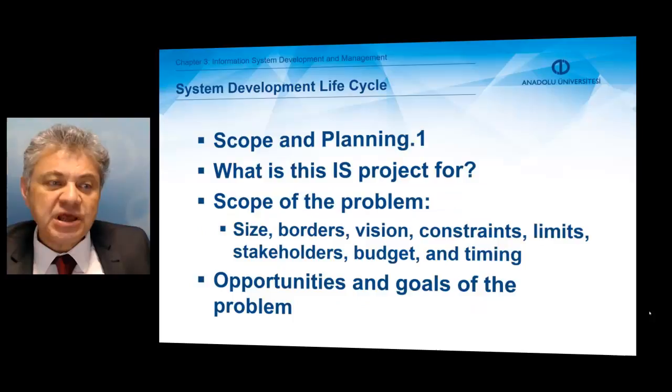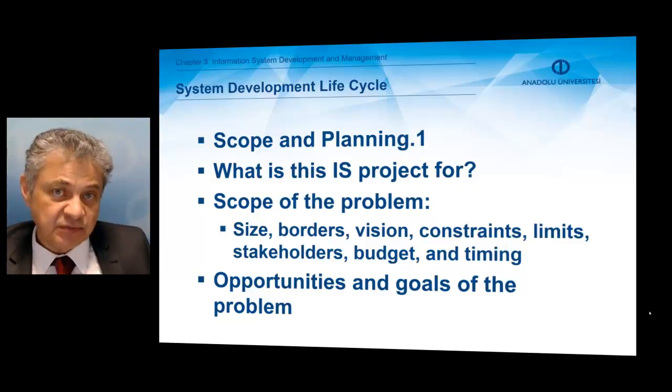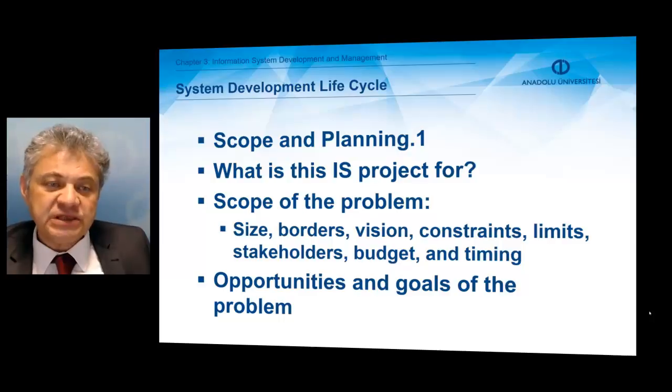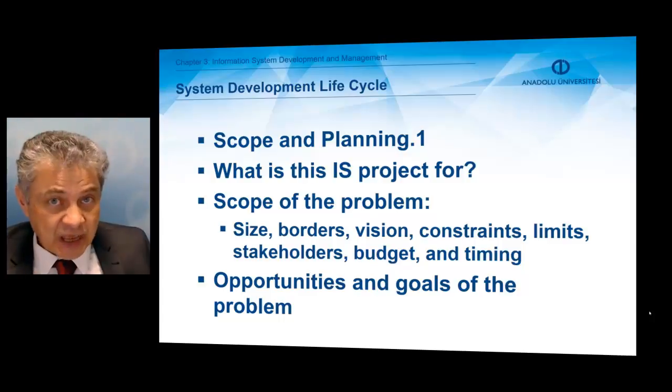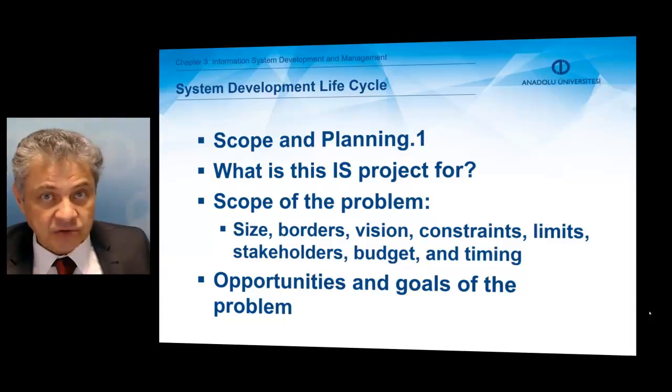Scope and planning is the first phase of SDLC, System Development Life Cycle. Therefore, in this phase, the most important features and key capabilities of the information system project are determined. By whom? By the stakeholders. What's also important is the selection of the right stakeholders upfront.